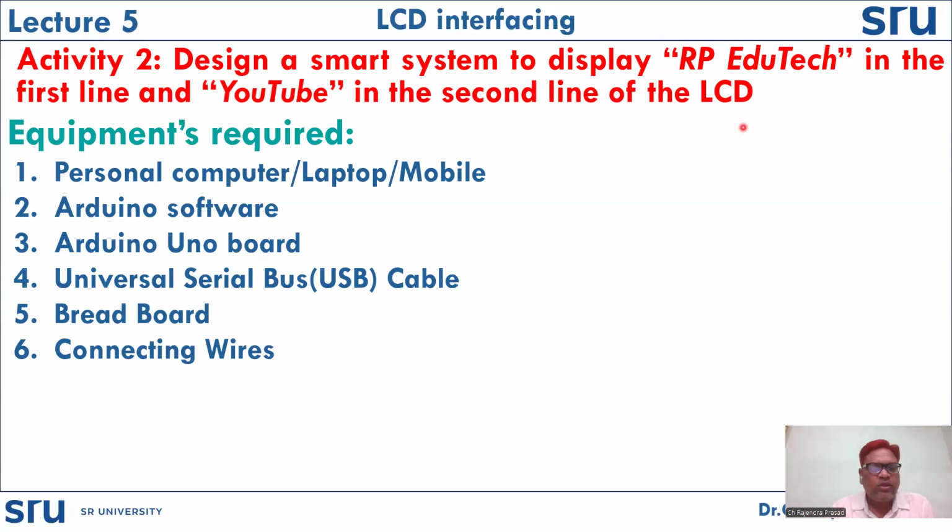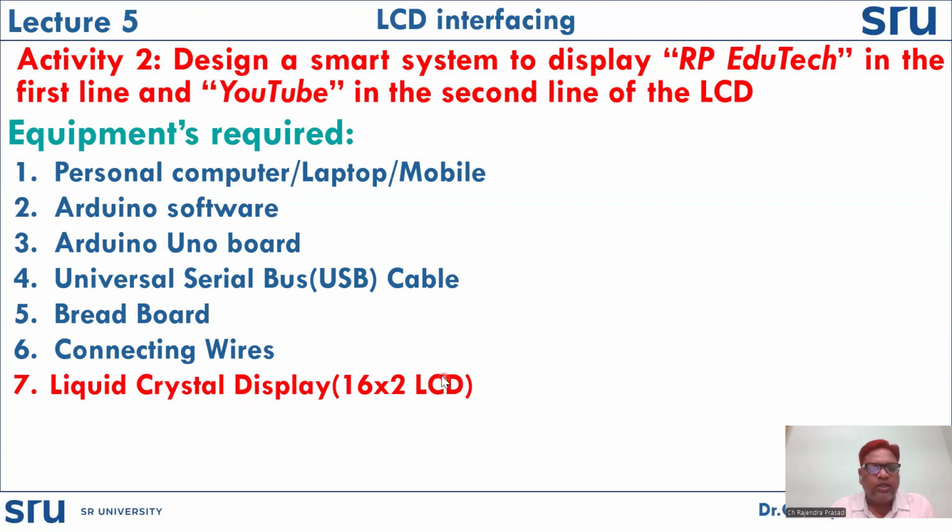So the additional components required for this application are a liquid crystal display of 16 cross 2. Why am I taking 16 cross 2 here? Because the character size of this message and this message is very limited. So that's why I took only 16 cross 2. We can also choose other sizes, but this is suitable for this application. Based on your display requirement, you can go with different sizes of LCDs.